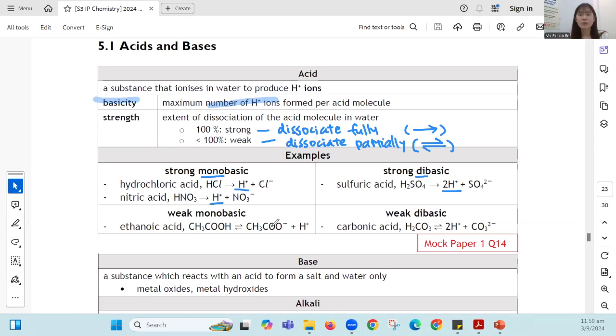So the rest of you are not sure? For carbonic acid, you're asking about a weak acid, where the H plus ions dissociate from CO3 2 minus. Yes, it dissociates to form ions, correct. But maybe out of 100%, only 50% will dissociate. That's why we call it dissociating partially. Is that what you're trying to ask?